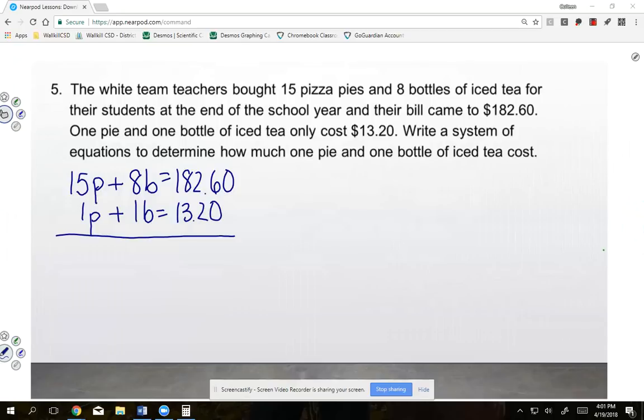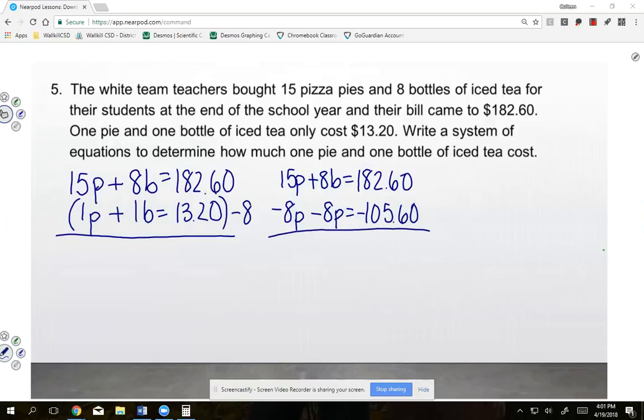Then we jump right into solving this. So we can multiply either the second equation by -8 or -15. I'm going to go with -8. And that gives us 15p plus 8b equals 182.60. And then -8p minus 8b equals -105.60.